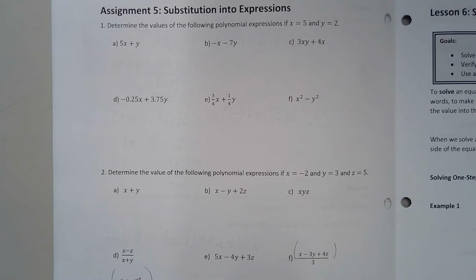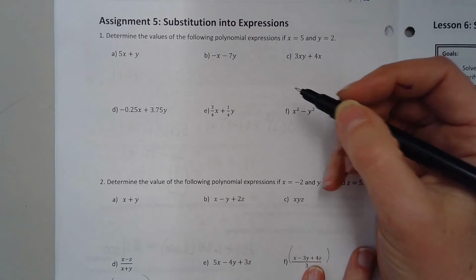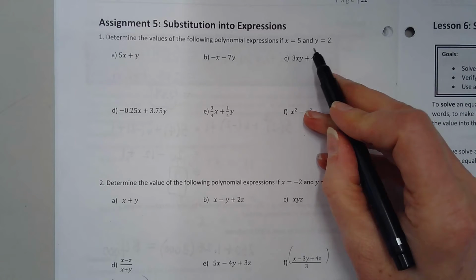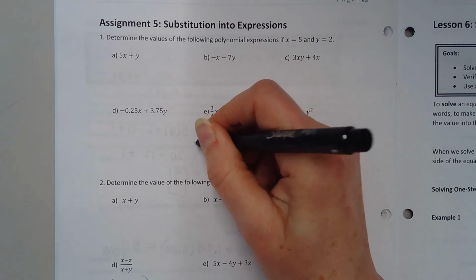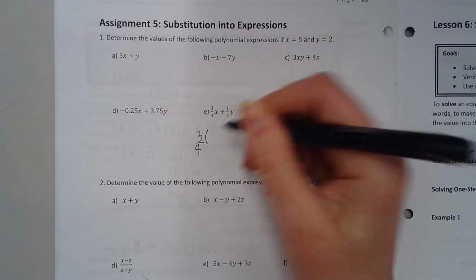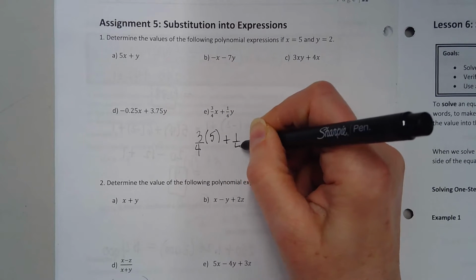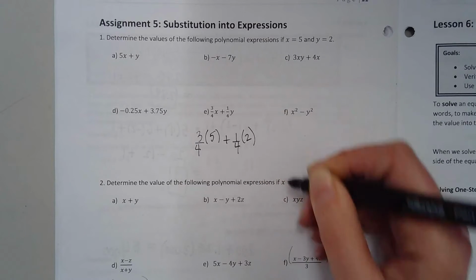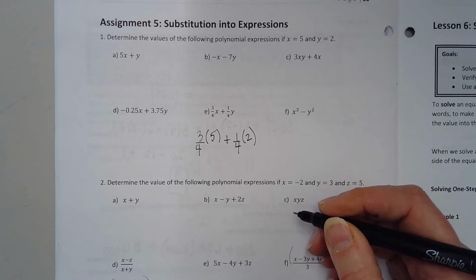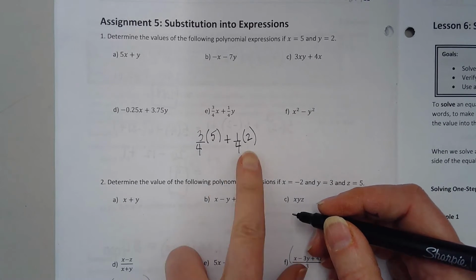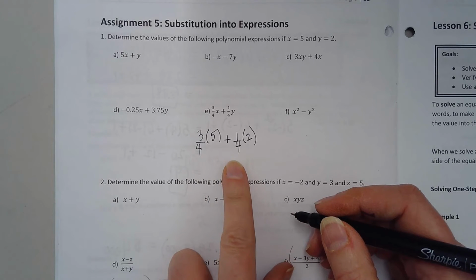Recording. So fractions are always difficult, right? It says x is 5, y is 2. So I have 3/4 times 5 plus 1/4 times 2. And, okay, now I'm multiplying fractions, right, Jordan? I see an addition, but I have to do my multiplication first.